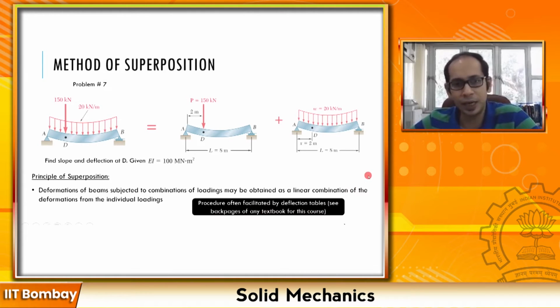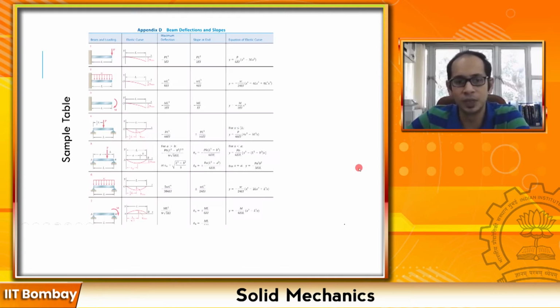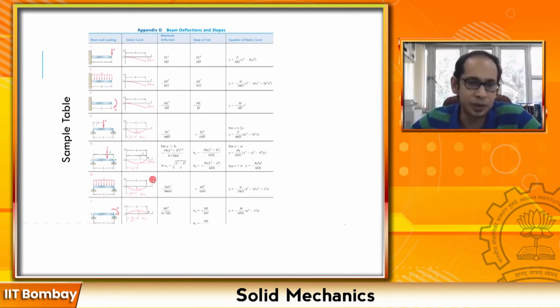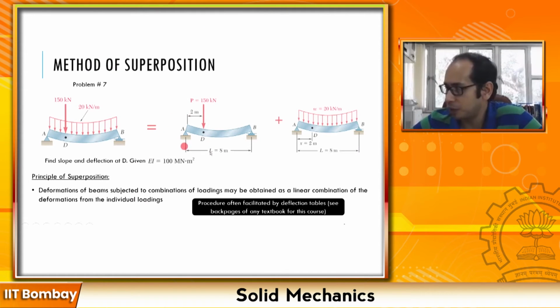So if you look at any standard textbook, pick any of the recommended textbooks in this course, and go to the back where you have the appendix and some of the standard tables, you will often see a table like this. What this essentially gives you, let's pick one of them and see. For example, let's go back to the previous one and see which one we can pick. Let's say this one over here.